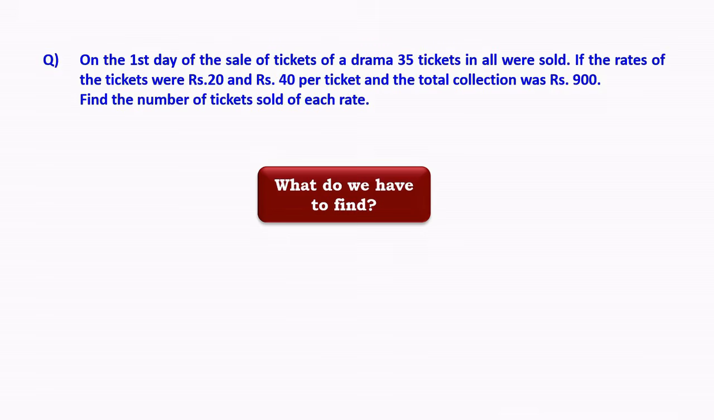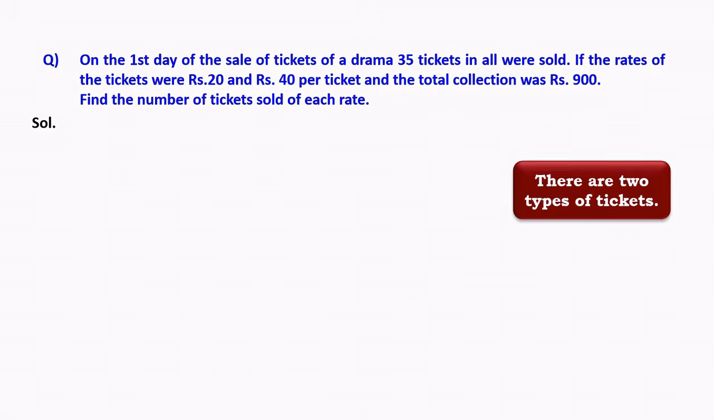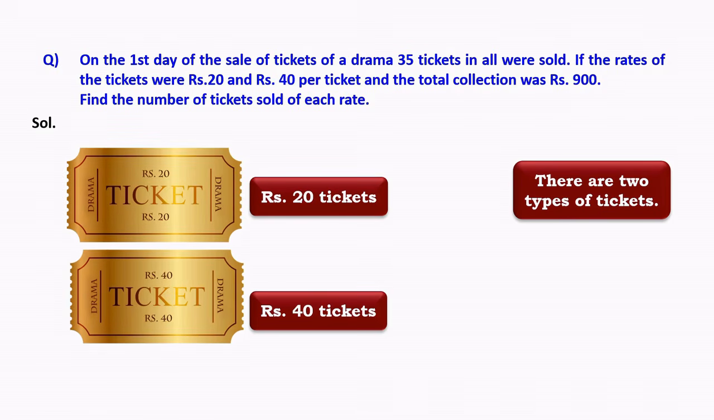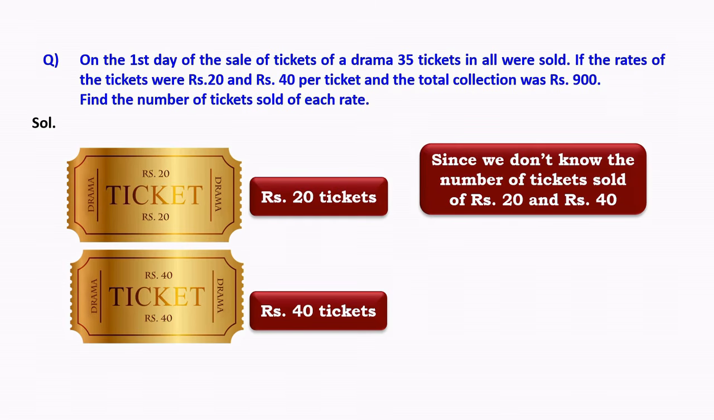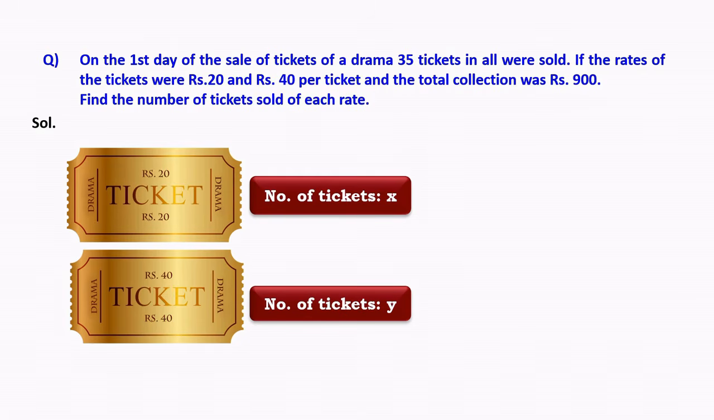What do we have to find? How many types of tickets are there? There are 2 types of tickets: 20 rupees tickets and 40 rupees tickets. Since we do not know the number of tickets sold of 20 rupees and 40 rupees, let us assume. Let the number of tickets of 20 rupees be x and the number of tickets of 40 rupees be y.